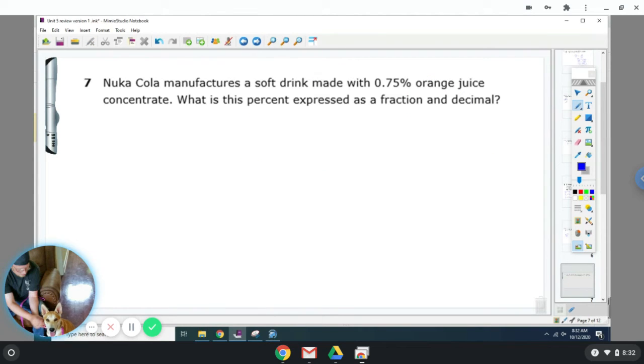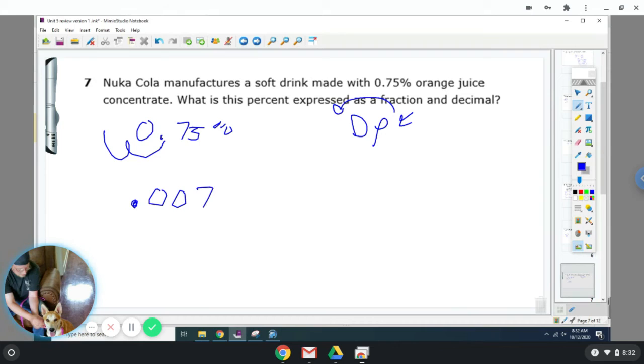All right, number 6. Nuka-Cola manufactures a soft drink made with 0.75% orange juice concentrate. What's a percent expressed as a fraction as a decimal? Okay, so you have 0.75%. The first thing I'm going to do is change this to a decimal. Remember, we're at the percentage here, so we have to go left 2 times to get to the decimal. So we're going to go 1, 2. So my decimal will be 0.0075.